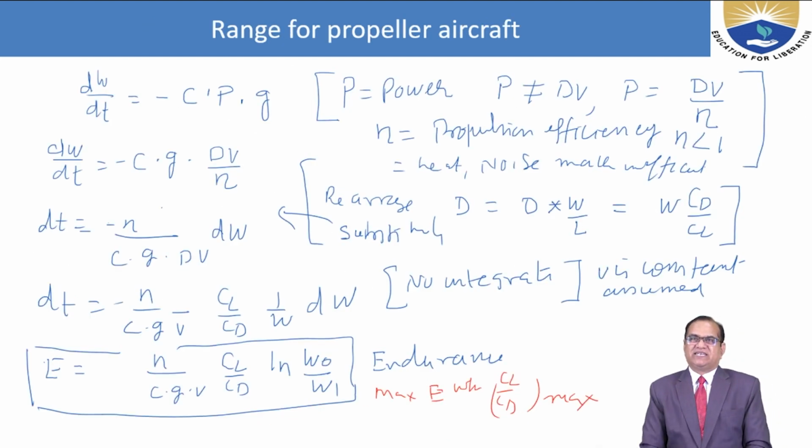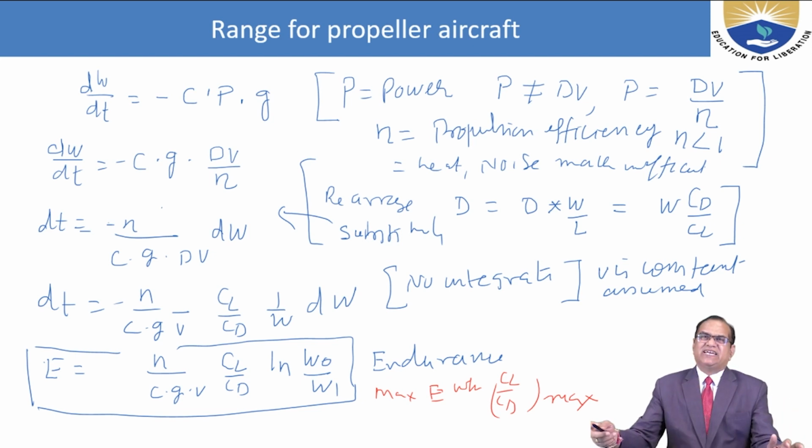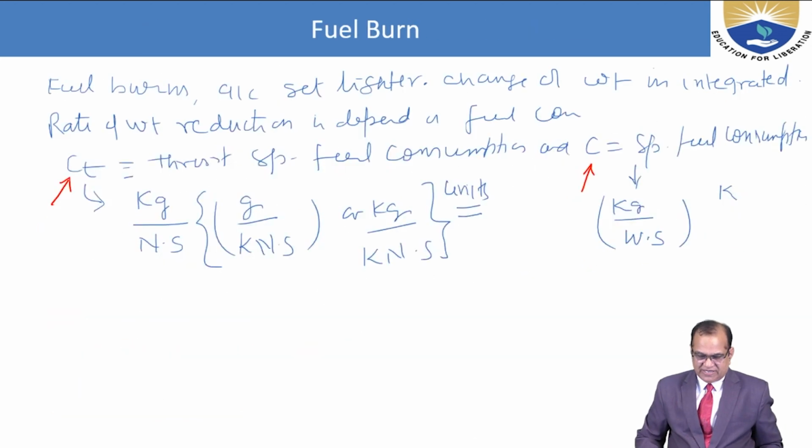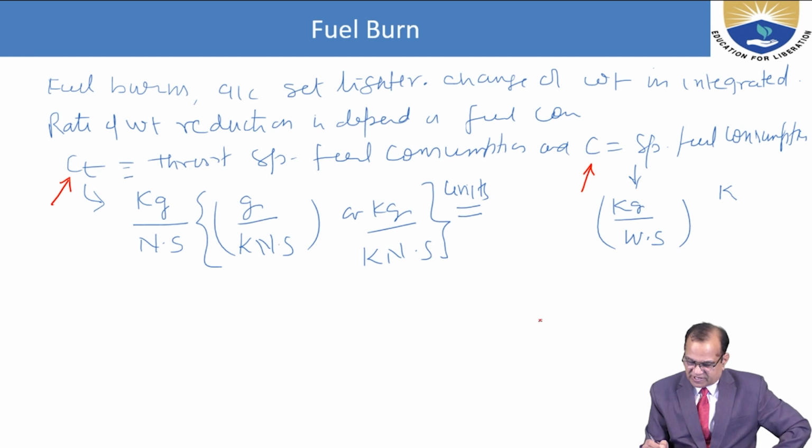As of now we have discussed the range for the jet engine. Now we will discuss the range for the propeller aircraft. There is a little difference. I have just discussed that there is a change here. This is for the propeller.